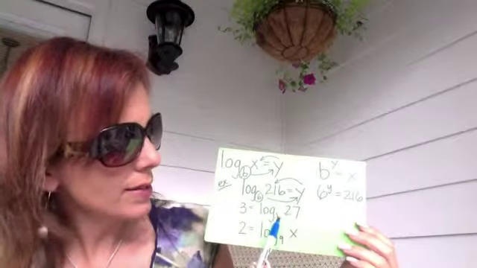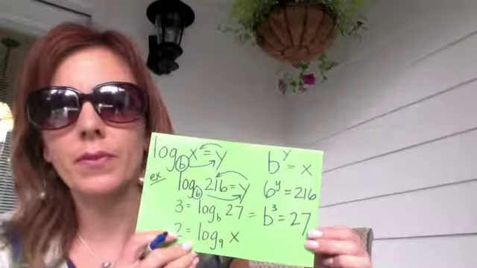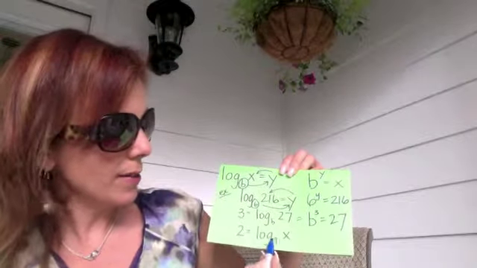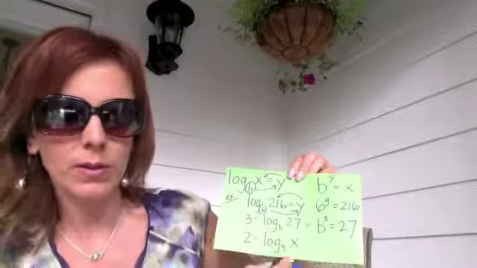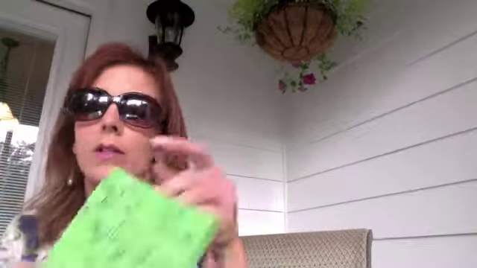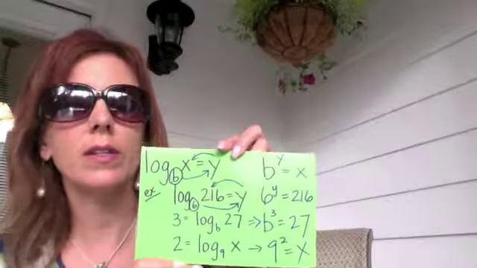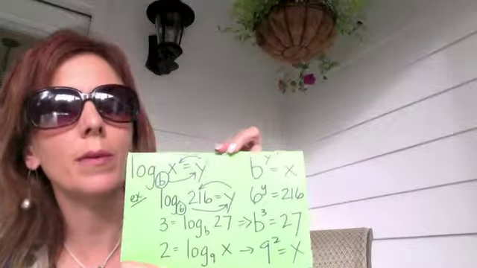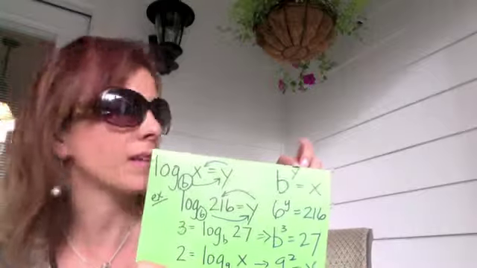Again, here we start with the base. B to the third is equal to 27. So this one is b cubed is equal to 27. All right, and the last one we have, let's see, 9 is the base, so 9 squared is equal to x. Okay, 9 squared is equal to x. Okay, so this is being able to rewrite something that's in logarithmic form as an exponential equation. Really good skill to have.